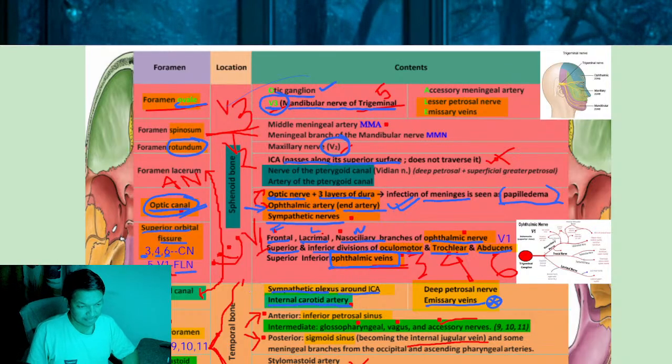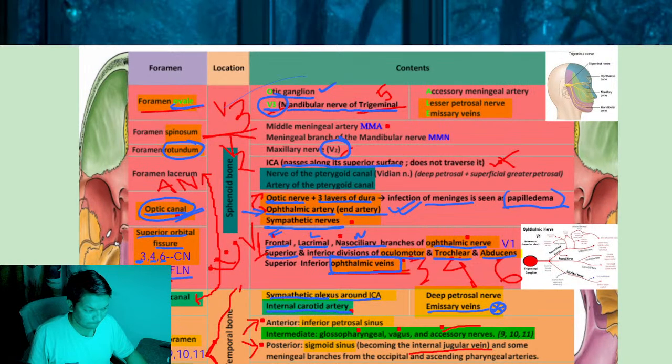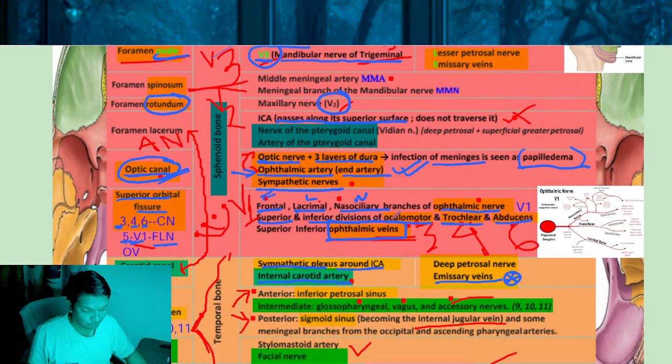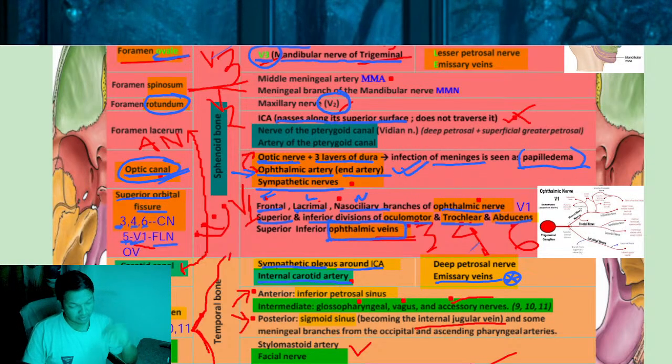Superior orbital fissure is very interesting. It has three ophthalmic branches: frontal, nasociliary, and lacrimal. Then it has the oculomotor nerve with its superior and inferior divisions, then trochlear and abducens, so 3, 4, and 6, and the ophthalmic vein.